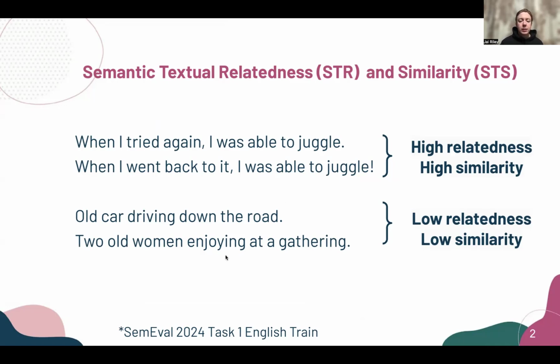Then we have the second set of sentences: old car driving down the road, and two old women enjoying it at a gathering. These two sentences have really low relatedness between the two of them, and they also have pretty low similarity. So the overall meaning in the two sentences is very different, and the topics and the words between the two sentences are also different. These examples were taken from the SemEval 2024 Task 1 English Training Dataset.